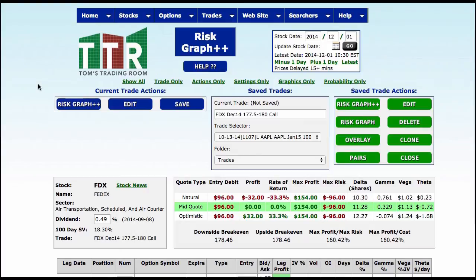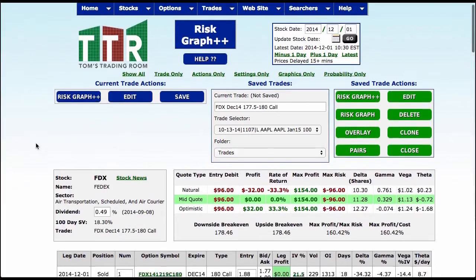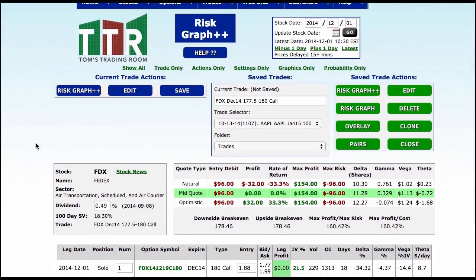Welcome to Tom's Trading Room, and in this video, we're going to talk about how to read a risk graph. So I'm looking at Federal Express, and I've got my little bull call spread already put in. I haven't saved it yet, so I want to take you through the process of what I look at once I've put a trade together and I've clicked on the Risk Graph plus button.